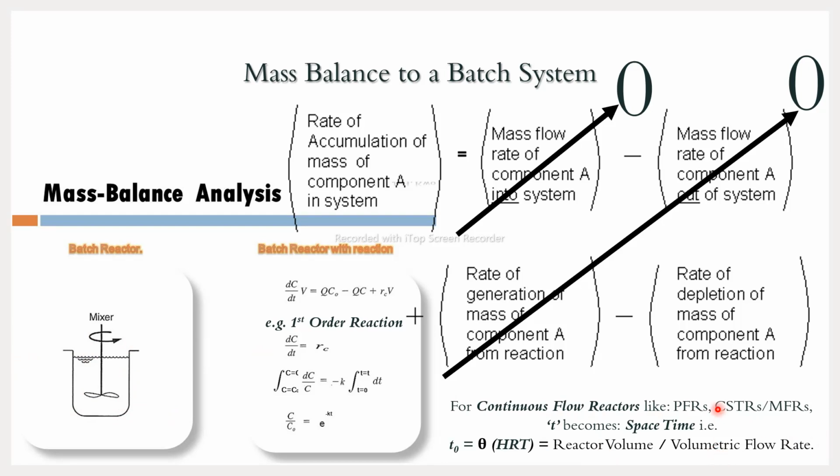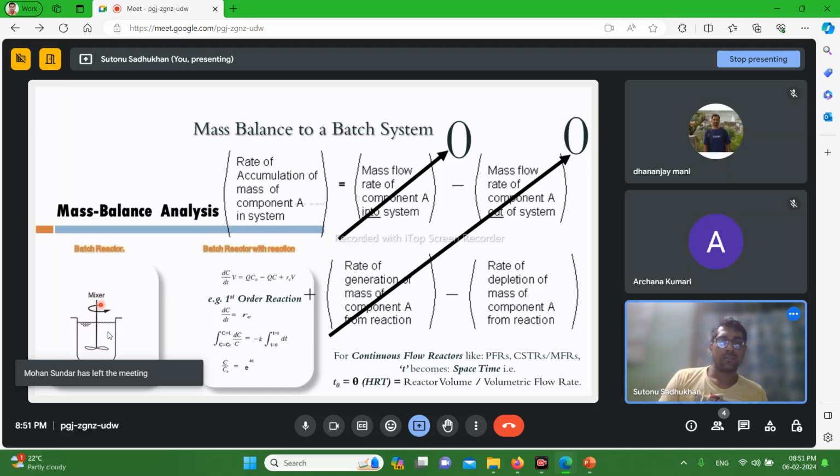But if you decrease the volumetric flow rate, that means slow flow is coming in and slow flow is going out, then the space time becomes higher. I think it is clear to everyone. Otherwise, if you don't know integration, you have to remember it.